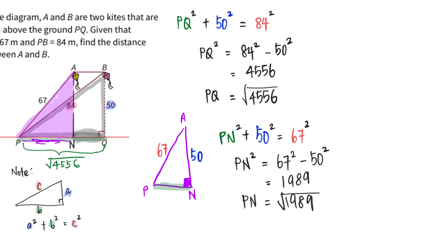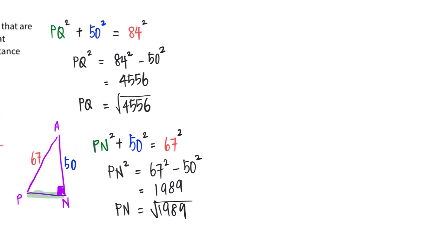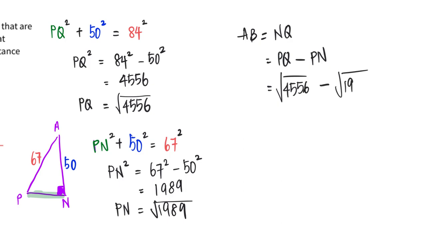And then I hope you guys can see that I will be able to get my AB now, because AB and NQ are the same. Yep. So finally, all we have to do is to just simply write down AB is equals to NQ, which is equals to my PQ minus PN, which is the square root of 4,556 minus the square root of 1,989. To give me the final answer, 22.9 meter to 3SF.